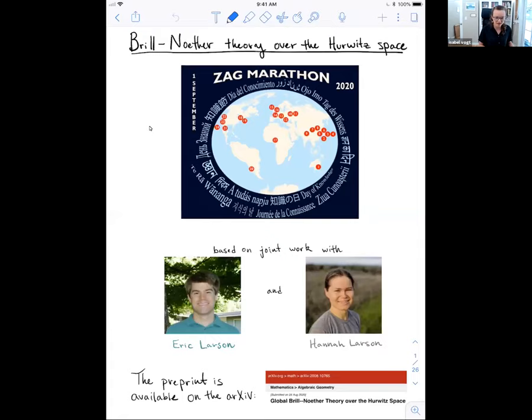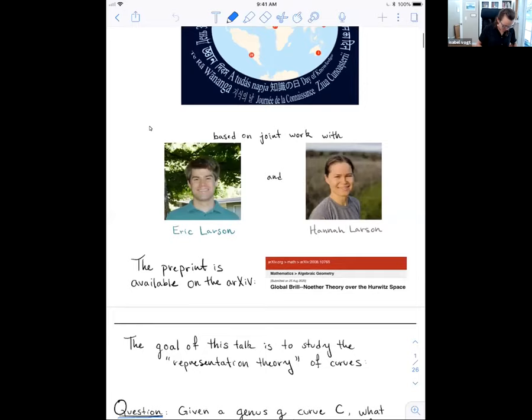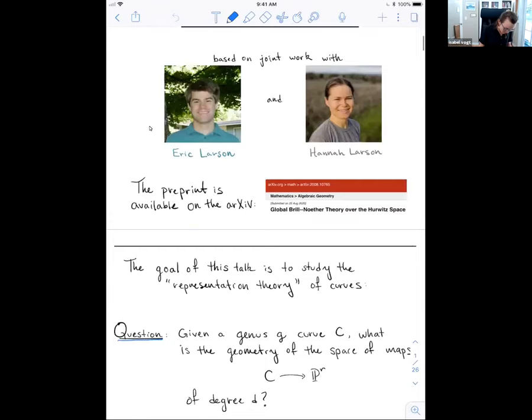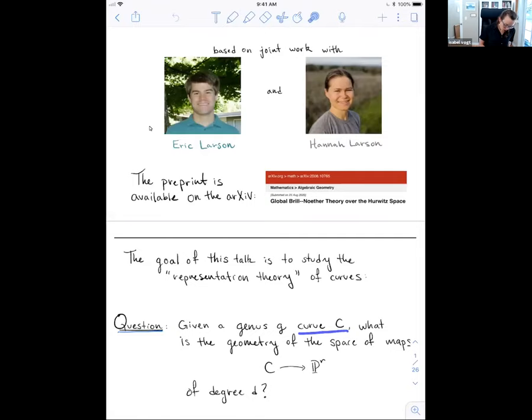Okay, so this talk is going to be about the representation theory of curves, which is to say, to study algebraic curves, we can split the problem into studying abstract curves and then studying realizations of these curves via explicit equations in projective space. And I'm going to focus here on the second problem. So the overarching question is, given a genus g curve C, what is the geometry of the space of maps of this curve to projective space of dimension r of some fixed degree d?